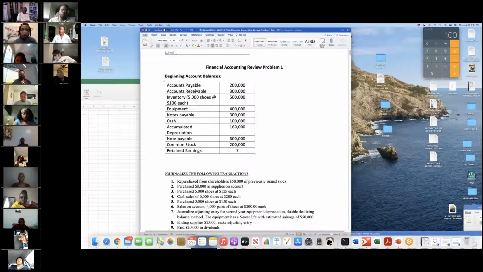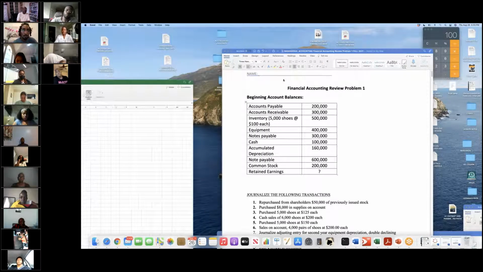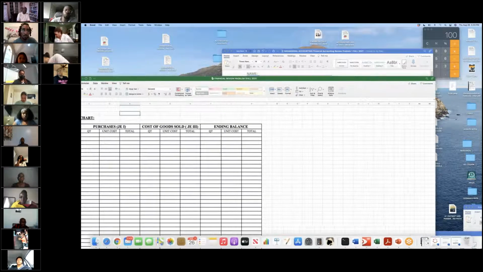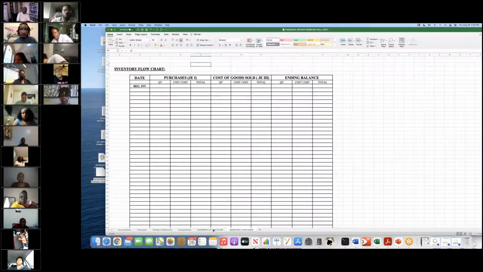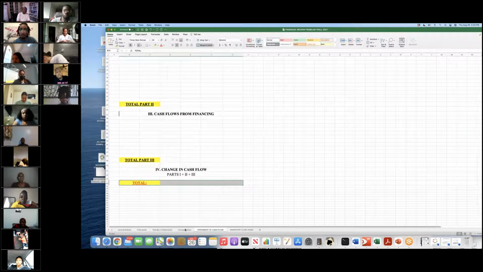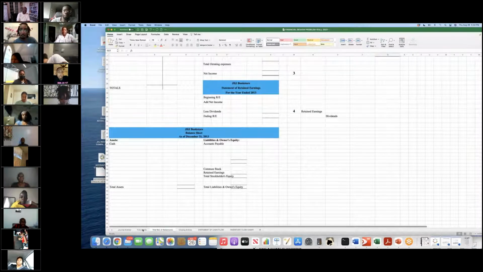Okay, so let's take out our Excel spreadsheets and we'll work along together. Here's the inventory flow chart, statement of cash flow, closing entries, trial balance.